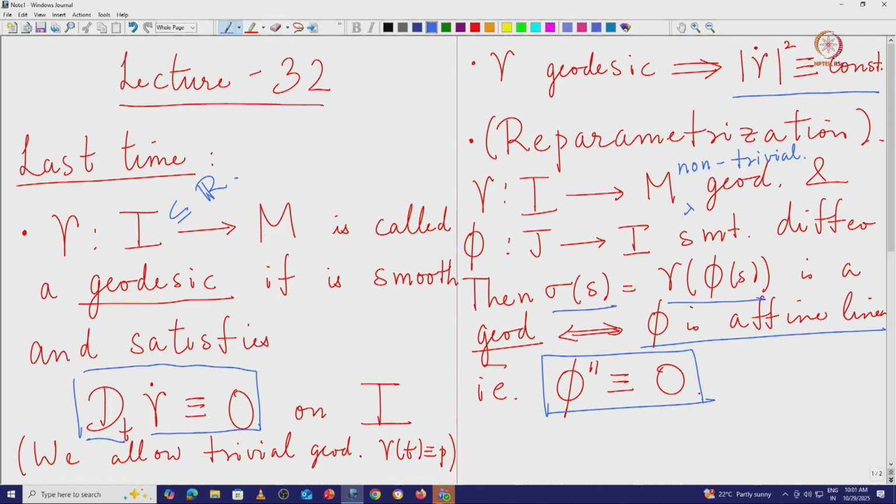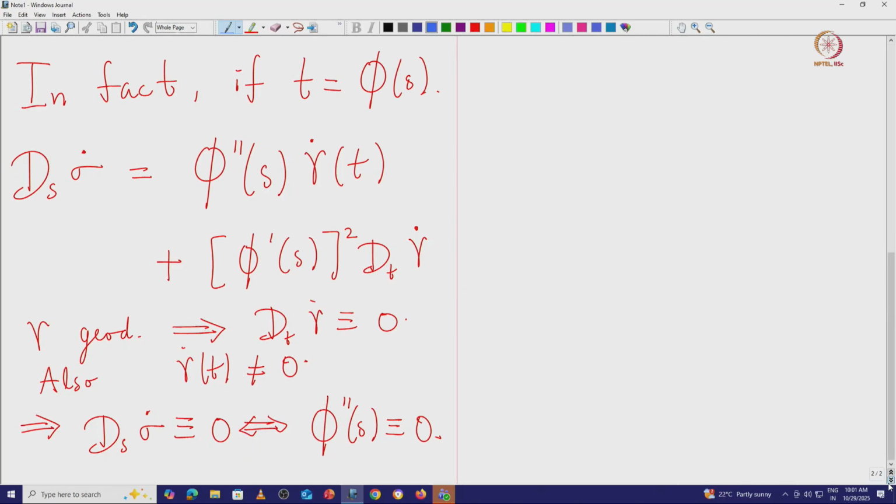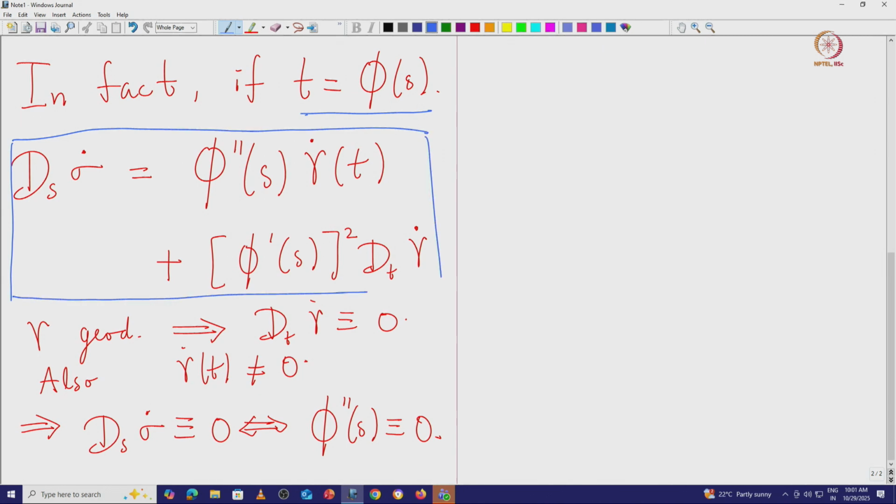I left this as an exercise, but since this is such an important remark, let me hint at how to prove it. If you put t equals phi of S, then we have this nice little formula: the covariant derivative of sigma dot with respect to the variable S is given, in terms of the variable t, by phi double prime of S times gamma dot of t plus phi prime of S squared times the covariant derivative of gamma dot with respect to t.